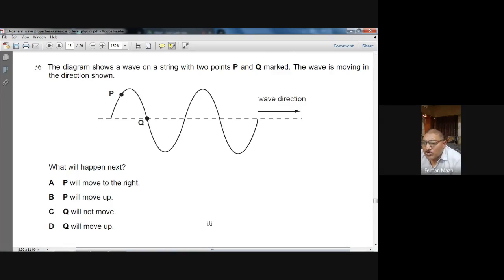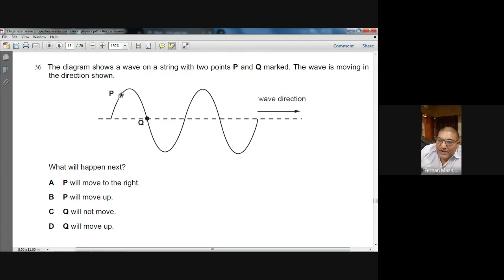The diagram shows a wave on a string with 2 points P and Q marked. The wave is moving in the direction shown. What will happen next? I told you in a lecture to see what will happen with the Q. That is what is happening with the wave behind, on the left side. If the wave is going towards the right, what will happen with the Q? Whatever is on the left side. So the Q will move upward.